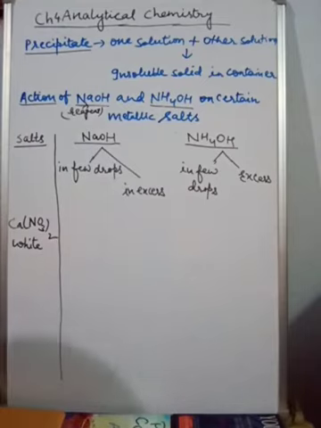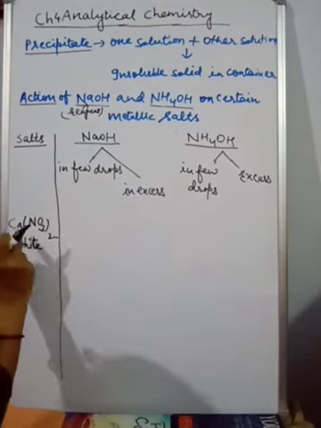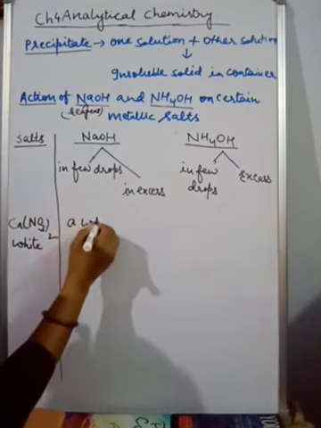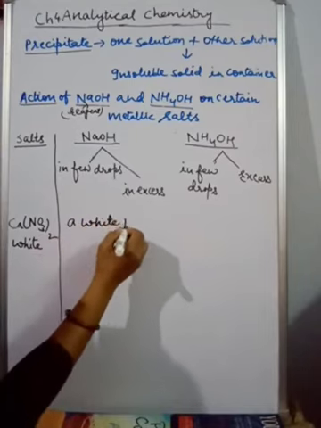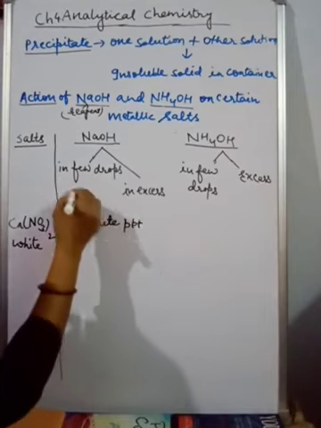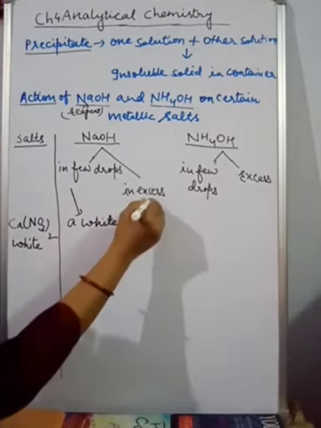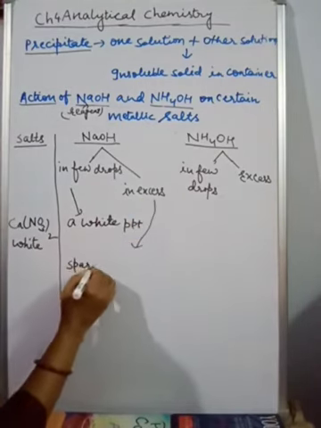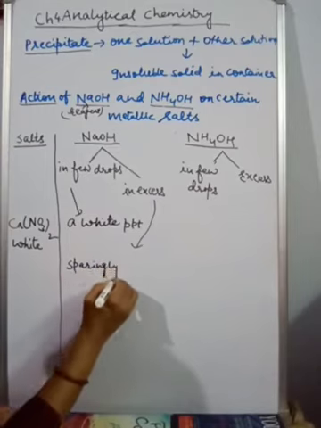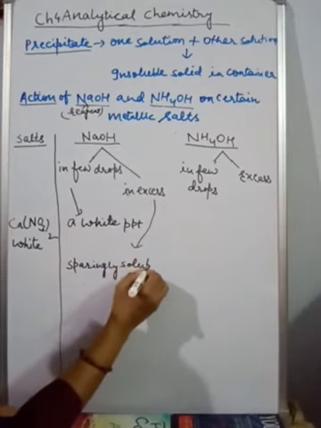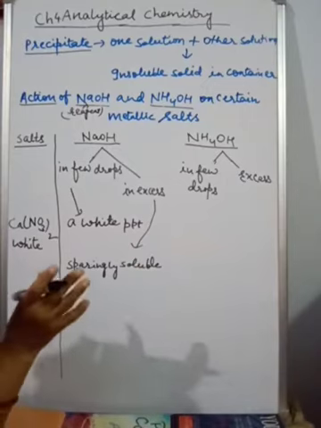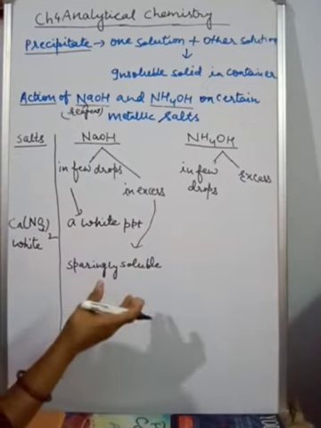Calcium nitrate is a white color salt, and when few drops of sodium hydroxide is added to calcium nitrate, then first we get a white PPT. First what we get? White PPT in few drops, and when we add in excess, it is only sparingly soluble. Sparingly soluble means the precipitate is not going to get dissolved completely. It remains in the container, only a little bit gets dissolved.